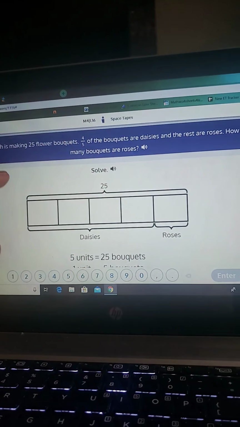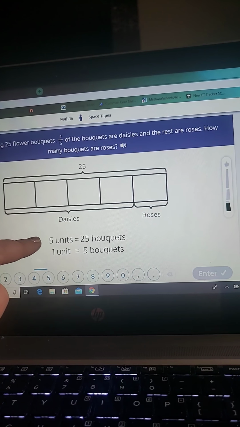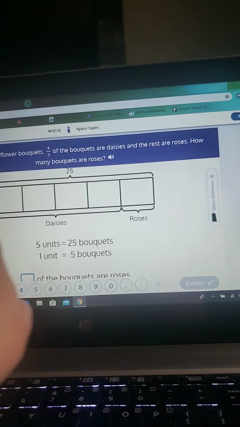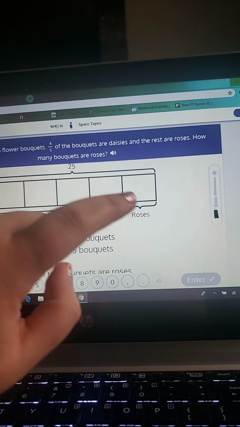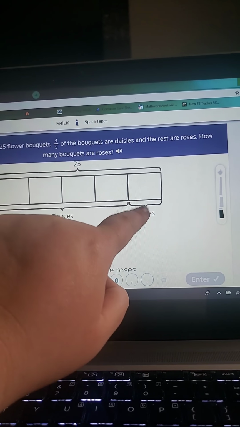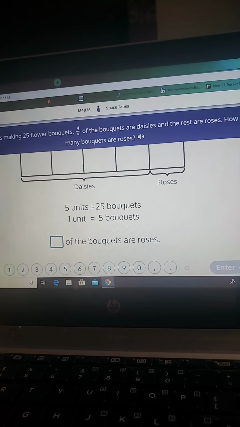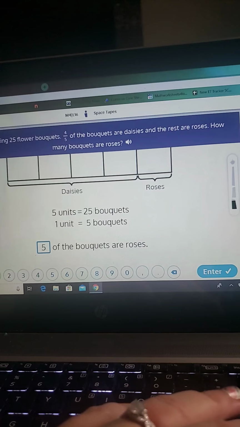And then, now that you know what each box equals, you should be able to count off by 5s for me, or by 6s for you, whatever it is, to find how many are roses. If roses has one box, and each box equals 5, then there's 5 bouquets of roses.